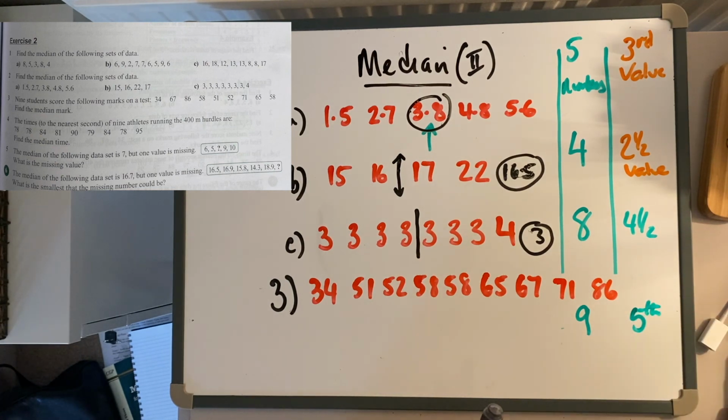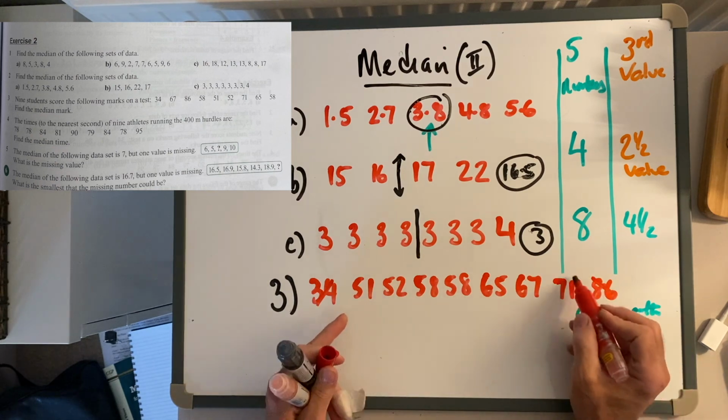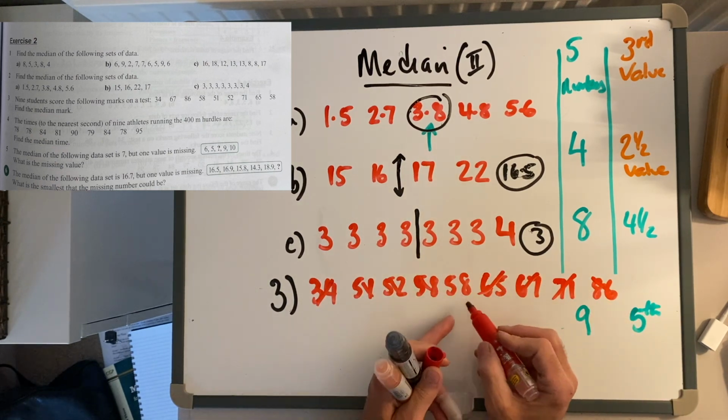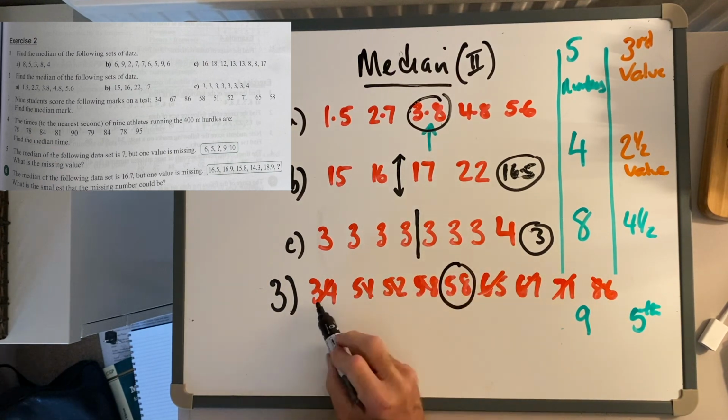Well done. Let's see if that's right by doing the strikeout method, remember? First and last, those two, those two, those two, those two. That one there. Is that our 5th value? 1, 2, 3, 4, 5, yes. Now how did we do that?